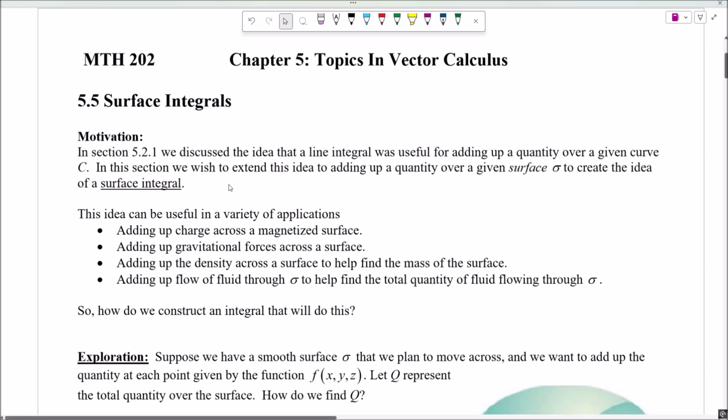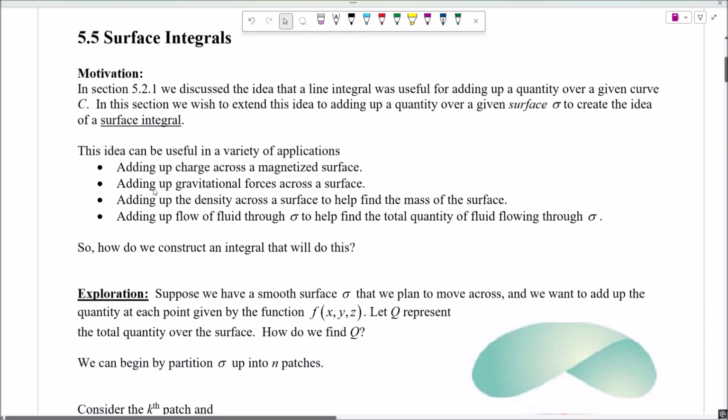And in this section, we're really just going to be trying to extend that idea to adding up a quantity over a surface indicated by the Greek letter sigma. And this is what we refer to as a surface integral. So again, this idea of adding up a quantity as we traverse over an entire surface. Now, this idea actually has a lot of really useful applications, like adding up charges across a magnetized surface.